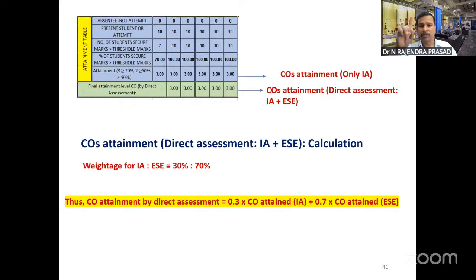So you calculate the CO attainment for the internal assessment test and convert that into 30% weightage. Then the CO attainment for the end semester examination is simply by entering the marks. Calculate the percentage of students who scored greater than 21 marks, or 30%, or 50%; that is up to your guidelines. Convert that into percentage and convert that into 70%. Add that 70% attainment with the 30% attainment from the internal assessment, sum them, and you get the overall CO attainment for a particular CO.